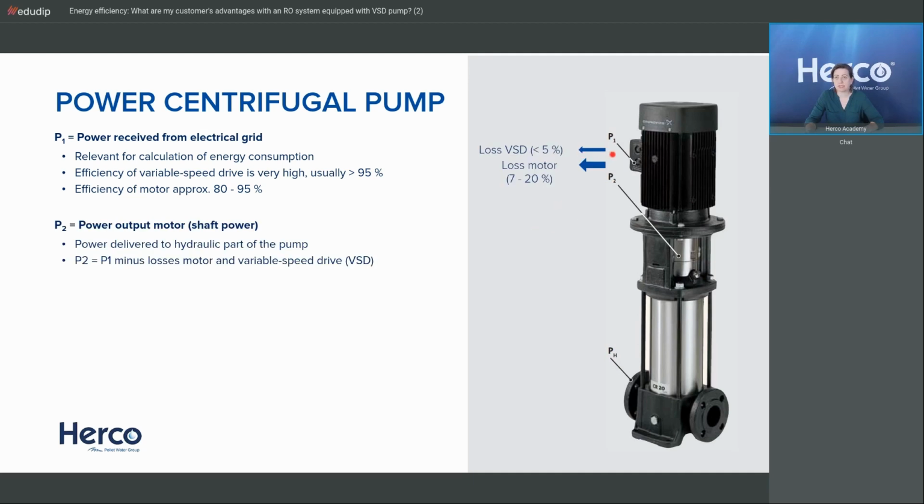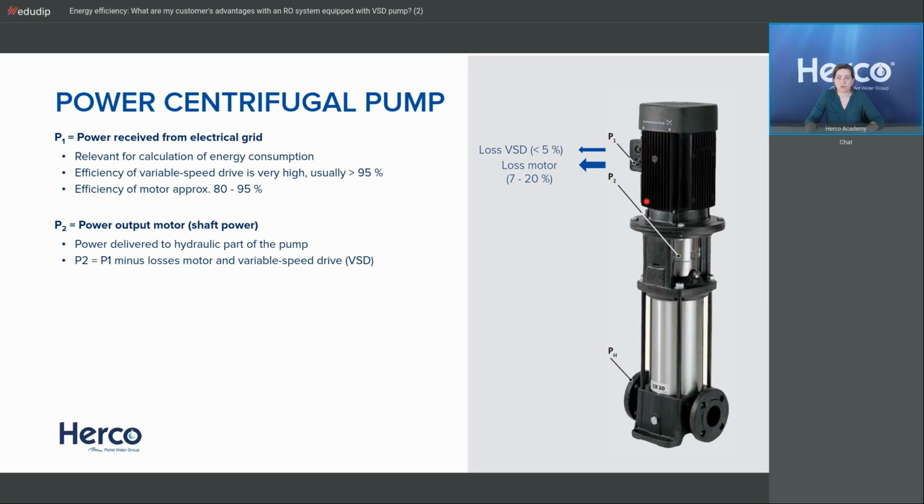So first, if we have a variable speed drive, we have losses of the variable speed drive because it's an electrical component. It does have a certain loss. We have losses of the motor, and later we will have losses of the pump itself, the hydraulic part. Now, the losses of the variable speed drive are usually the lowest. They're quite minor, lower than 5%, usually a lot lower than 5%. The losses of the motor are a bit more noticeable. That depends, 7 to 20% approximately. And then we have the losses of the pump.